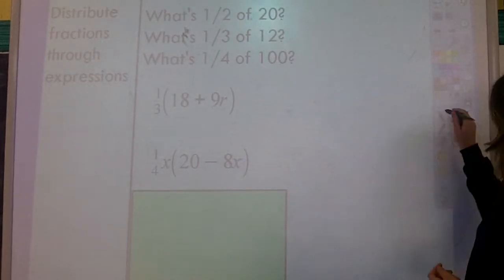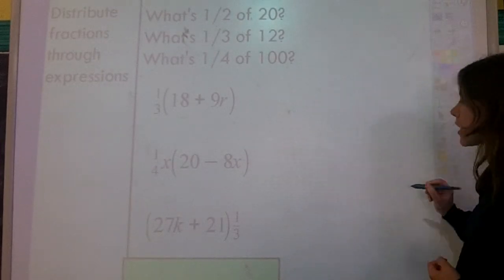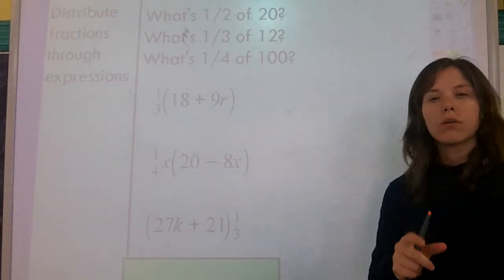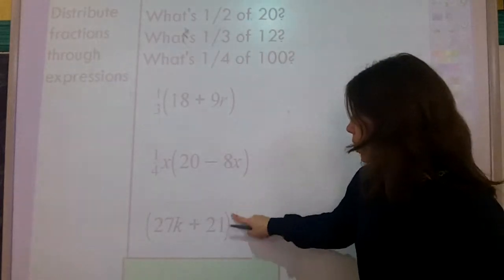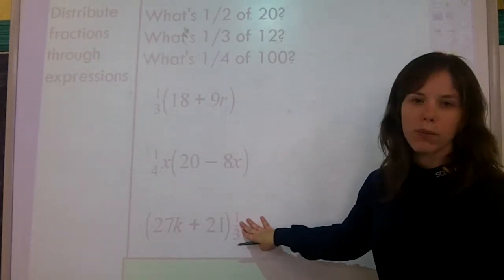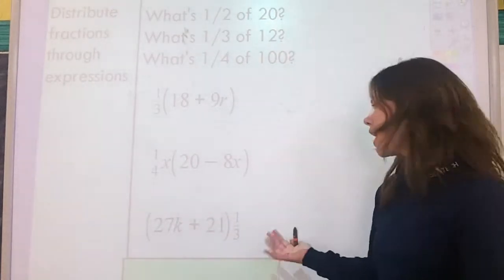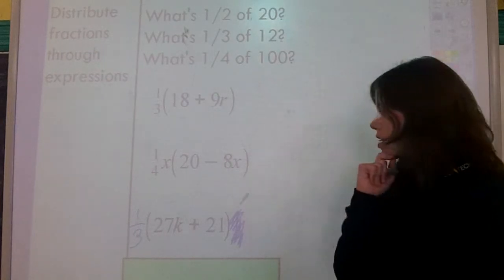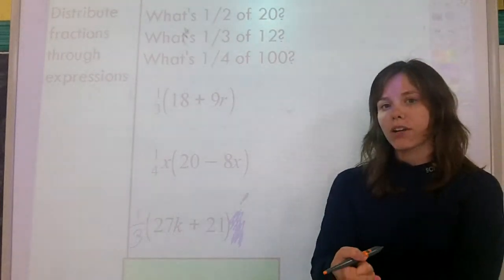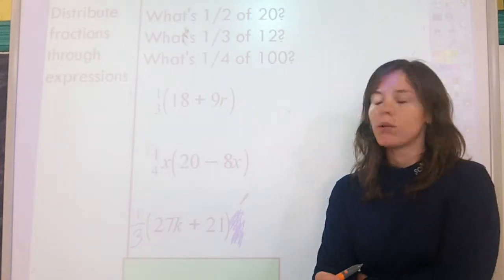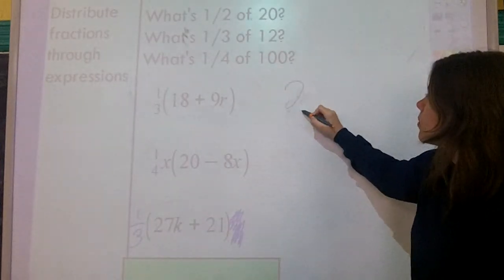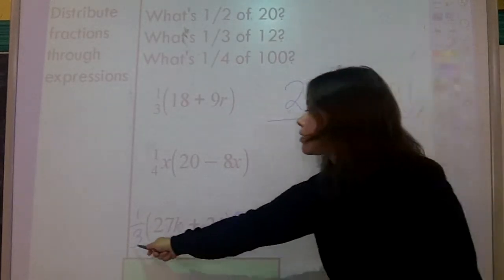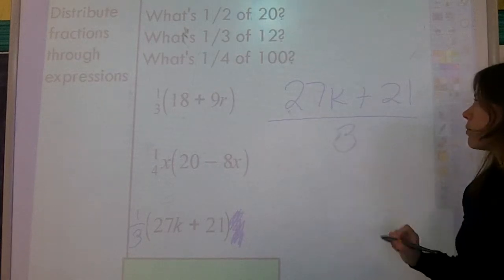Let's do one more, then you'll practice. 27k plus 21, all of that times 1/3. Remember, if we're multiplying and trying to distribute something outside parentheses to everything inside, it's a lot easier to look at it if we put it up front. So let's rewrite that. And now since we're distributing a fraction, remember I want you to think about it like a division problem. So I'm going to rewrite this like a division problem. 27k plus 21 divided by whatever the denominator is, 3.